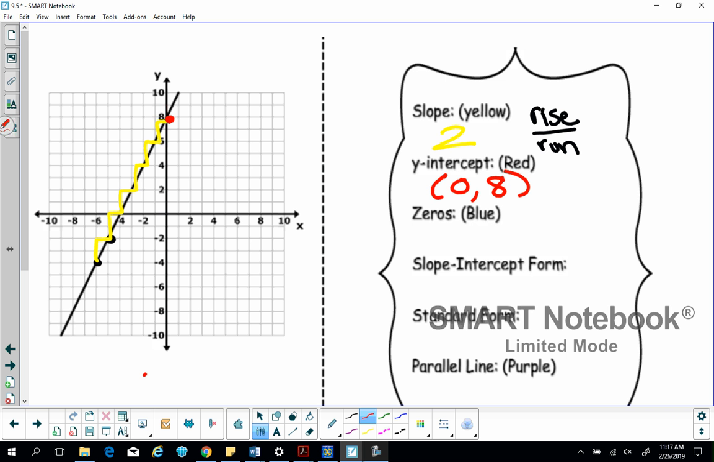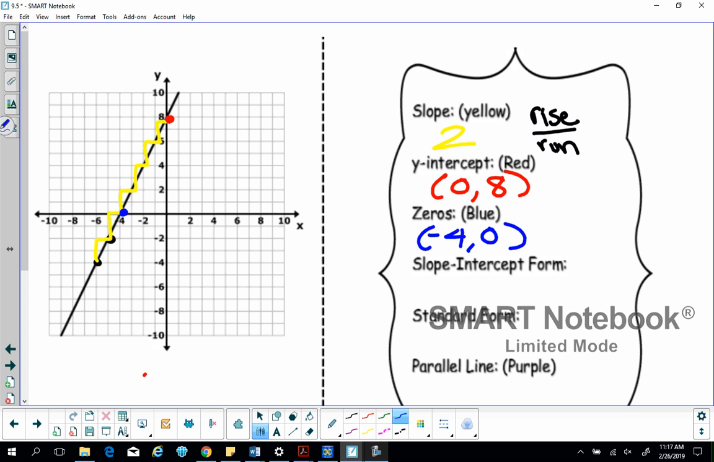Zeros are your x-intercept. What is your x-intercept here? Negative 4, 0. There's only 1 zero there. You should be writing this in. This should all be review.